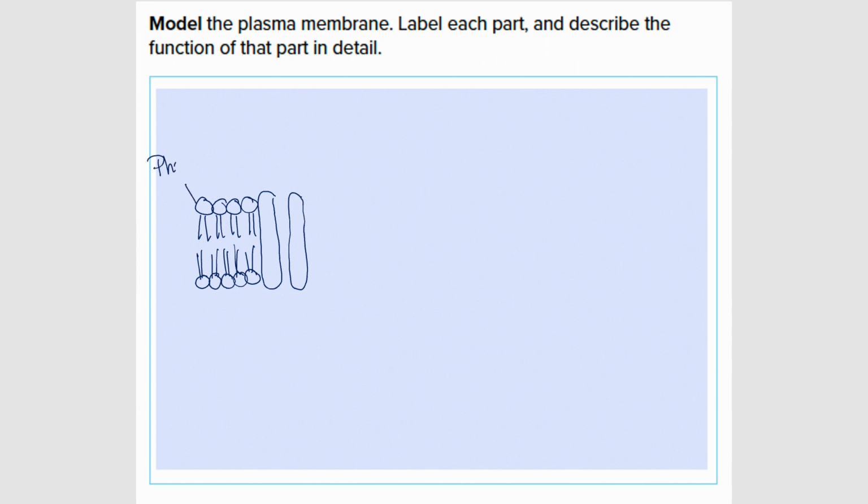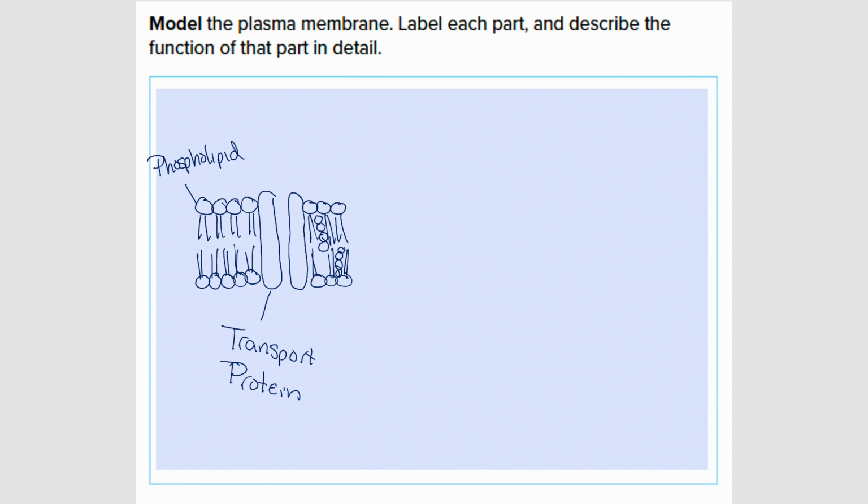So again, let's label these. We have our phospholipid, which is the structure that our phospholipid bilayer is made of. We have our transport protein, which spans the entire length of the membrane. And so we can add a couple more phospholipids, and we can use this chance to draw our cholesterol molecules, which are used to kind of prevent the phospholipids from sticking.